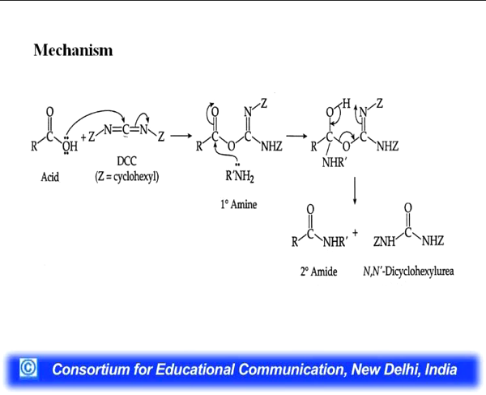First of all, the acid will attack the DCC to give the intermediate, which will further, after rearrangement, give the amide along with the N,N'-dicyclohexyl urea.